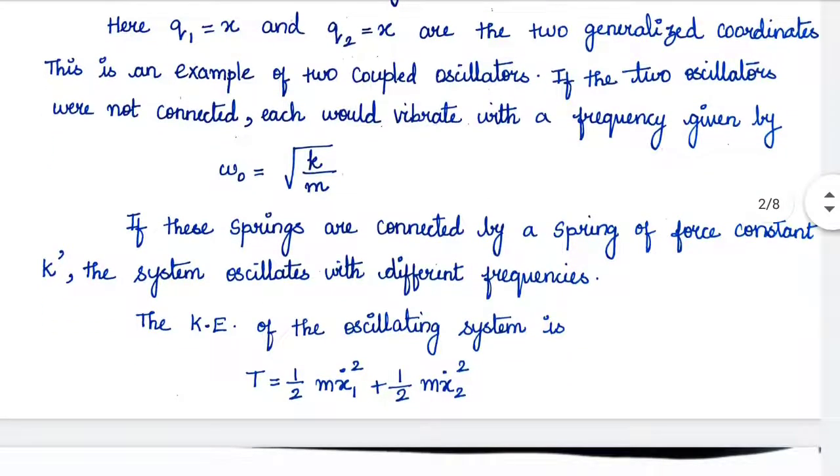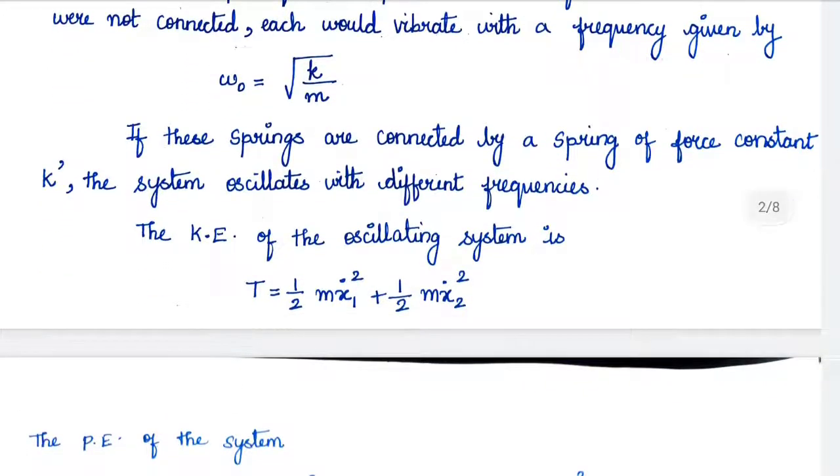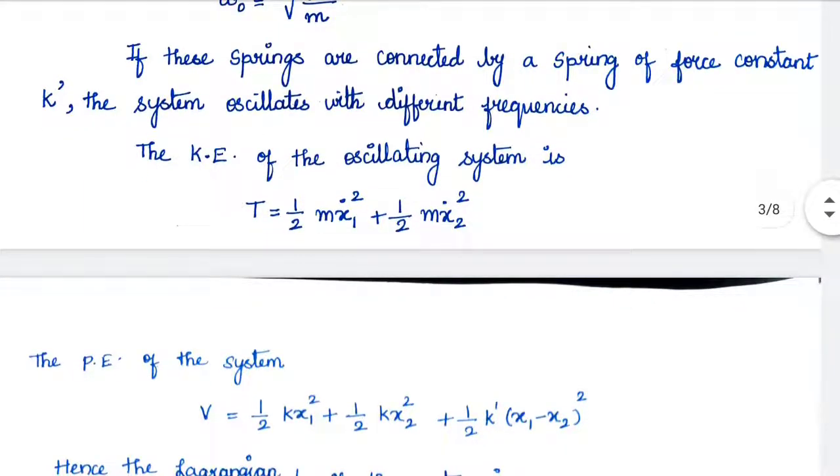If these two coupled oscillators are not connected, that means this m and m are not connected by the massless spring which has a spring constant of k prime, then each oscillator will vibrate with its own natural frequency omega naught, which is given by root of k by m. If these two masses are connected by a spring of force constant k prime, the system then oscillates with a different frequency other than their natural frequency.